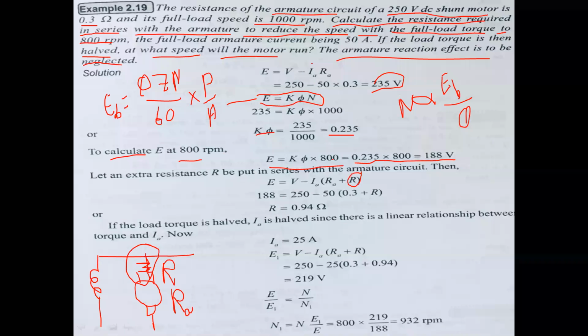We know the same formula, back EMF E equals V minus Ia Ra, where the total resistance of the circuit is Ra plus R. This R is called the external or extra resistance. So calculate the R value. This much resistance is inserted in series with the armature, and then the speed becomes 800 rpm.